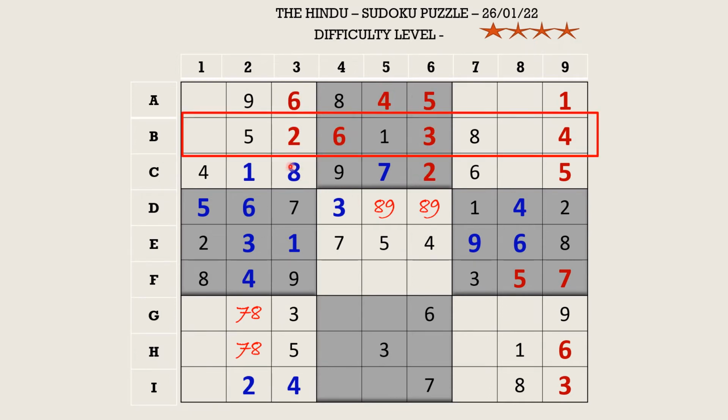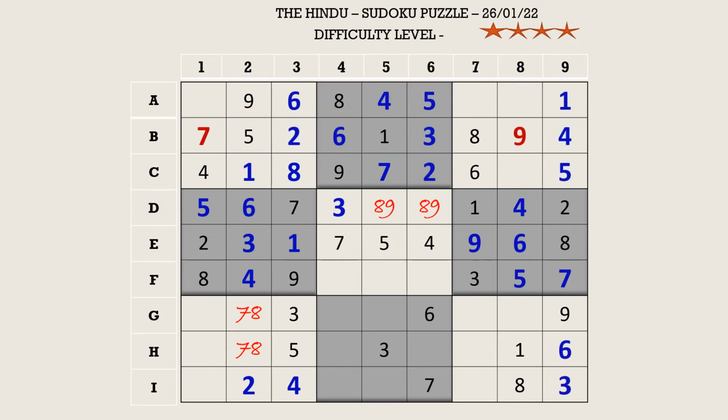In row B, there are only 2 missing numbers. The numbers are 7 and 9. There is a 9 in this block 1. So B1 takes 7 and B8 takes 9. In block 1, the only missing number is 3. In row C, the only missing number is 3.